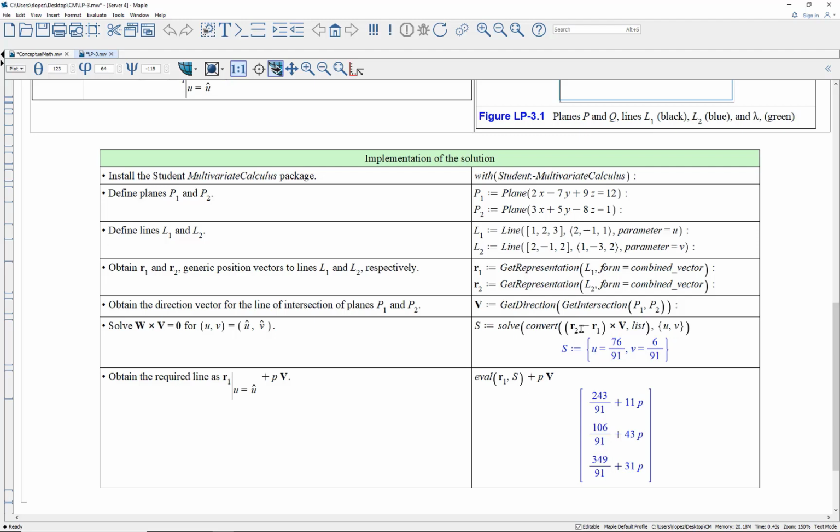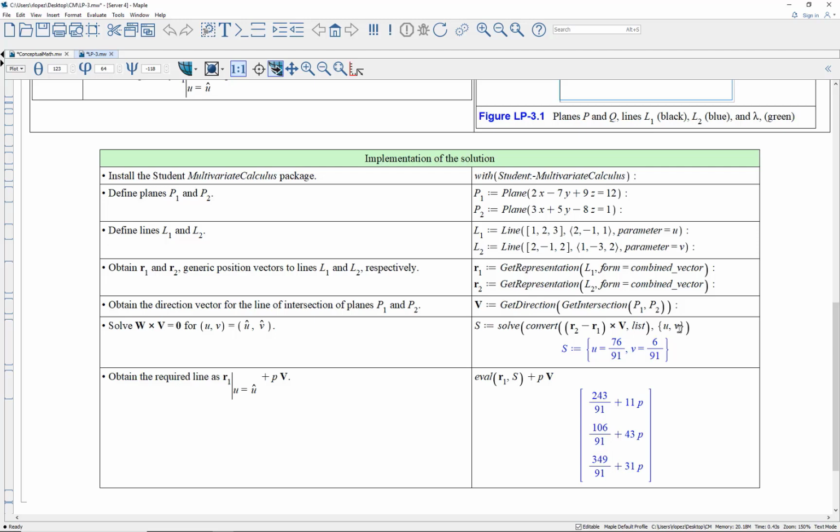We then form R2 minus R1 cross V. We want that to be 0. It's going to go into a solve command. Solve says, okay, if you didn't put the equals 0, it's okay, I understand what you mean. This has to become a list, not a vector, because solve looks for a list of equations. So that's why I convert to list.